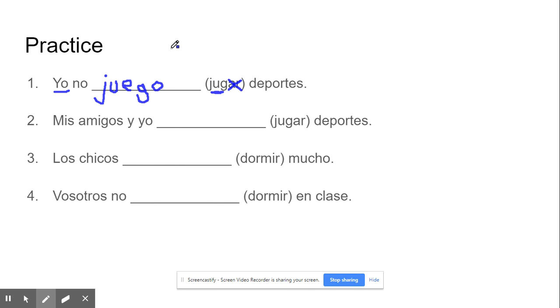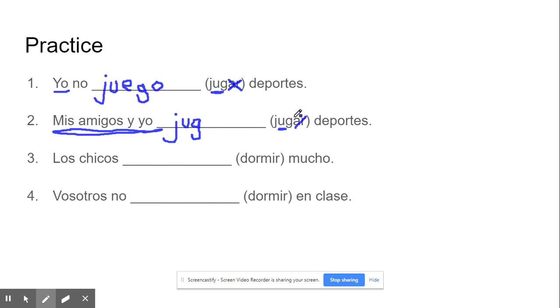Mis amigos y yo, jugar deportes. So, mis amigos y yo means my friends and I. That's we. So that's nosotros form. In nosotros form, there is no stem change. So this U right here is not going to change. It's going to stay a U. So I'm not going to put my stem change in. It's just J, U, G. No UE here. J-U-G, and it's an AR verb.